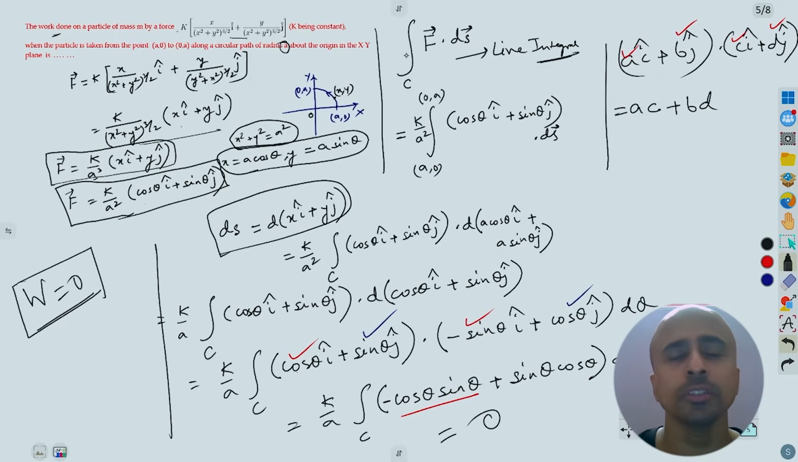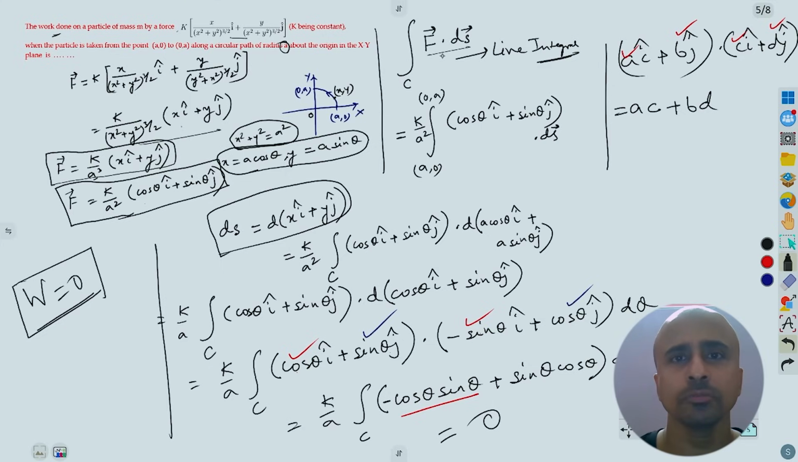If you are already familiar with this integral, then it is still better for you. But if you don't know, work done can be defined as a line integral, where along the curve, the curve is given. So in this case, the curve is a given circle. So the line integral is along this circle, of F dot ds.